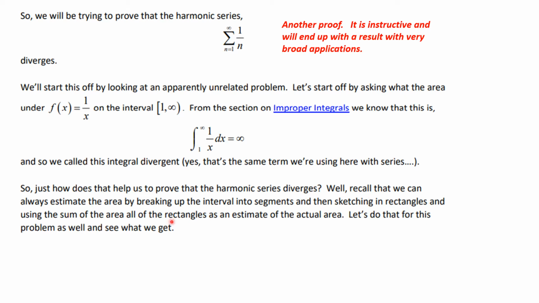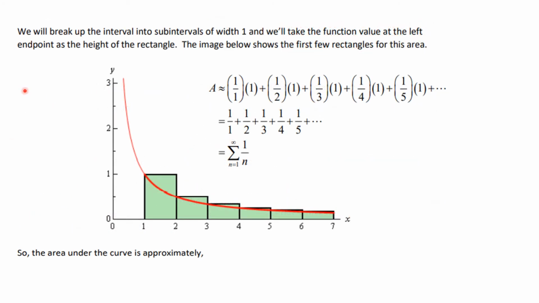Well, recall that we can always estimate the area by breaking up the interval into segments and then sketching in rectangles, and using the sum of the area of all the rectangles as the estimate of the actual area. Let's do that for this problem as well and see what we get. So we're going to break the interval into pieces where everything is of width 1, and we'll take the function value at the left endpoint of the rectangle as the height of the rectangle.